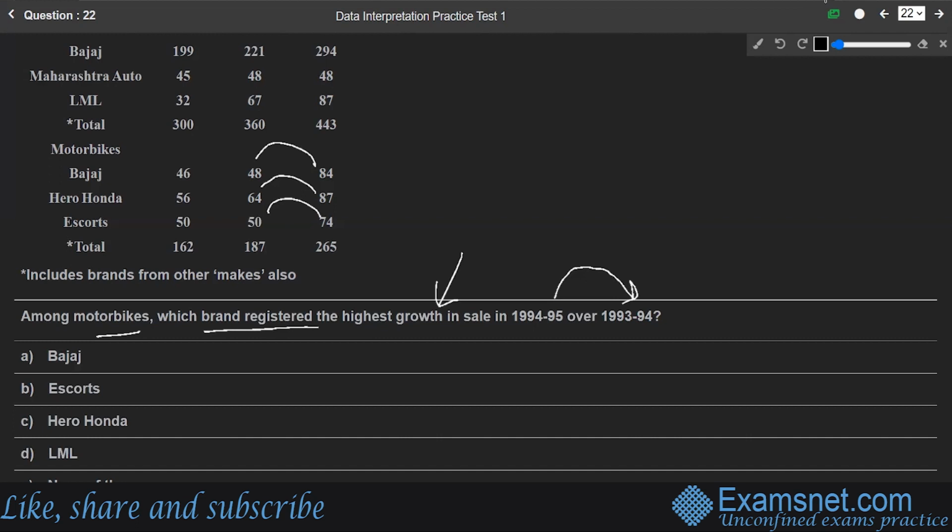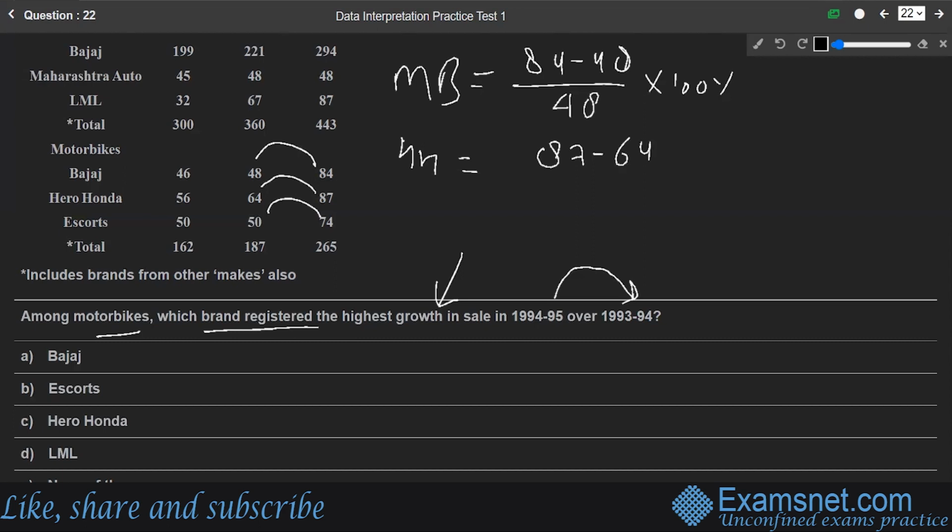For the first value, it has grown from 48 to 54, so we compare for Bajaj motorbikes. Bajaj: 84 minus 48 divided by 48 into 100%. That is the first increase done. For Hero Honda, it went from 64 to 87, so 87 minus 64 divided by 64 into 100%. For Escorts, the growth is from 50 to 74, so 74 minus 50 divided by 50 into 100%.